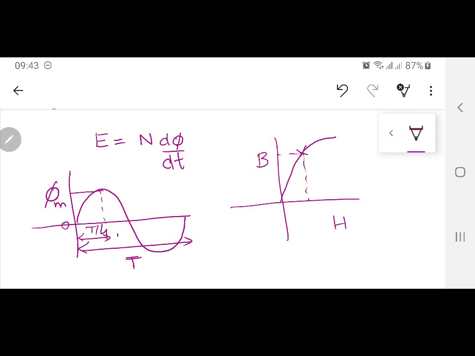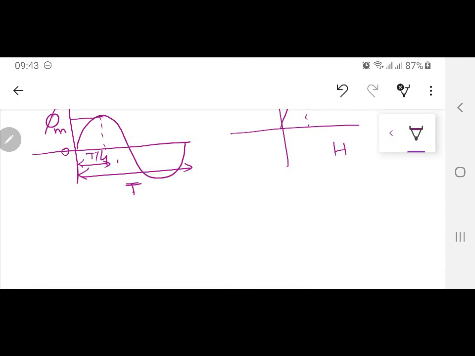Now, what is Faraday's law of electromagnetic induction? That is N d phi by dt. Can you give me the value of d phi by dt here? What is the change in flux? That is phi m. How much time has it taken? The time taken is T by 4.